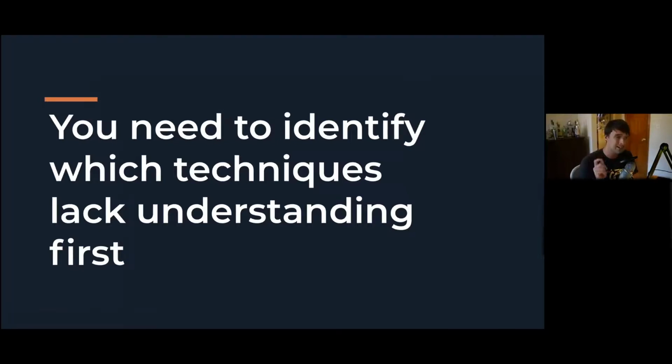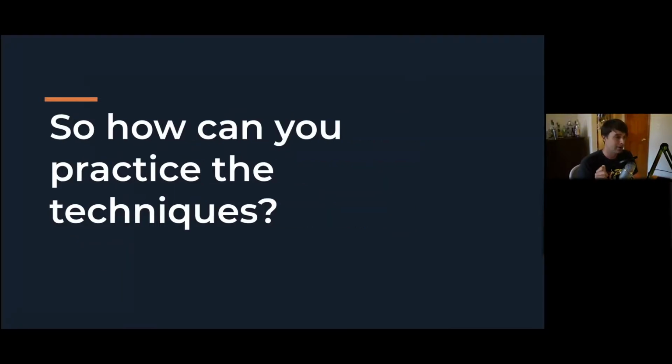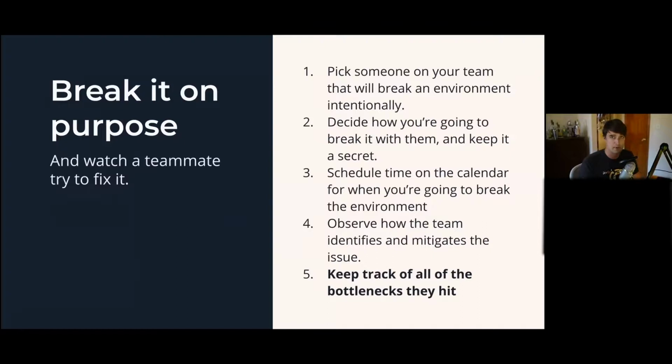And you need to identify which techniques lack understanding first. That's really important. So how can you practice the techniques then? Break it on purpose, right? That's what the purpose of this is chaos. You want to break something on purpose. But this time, you're going to watch a teammate try to fix it.